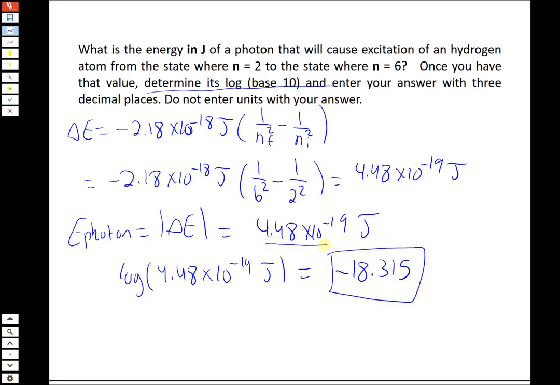Again, the real answer for the energy of the photon is this number here, but it wants us to take the log of that and enter it. So again, make sure you read the question carefully and follow all the directions, because for numerical questions in Blackboard, you do need to make sure you're putting your answer in the correct format or it won't count it.